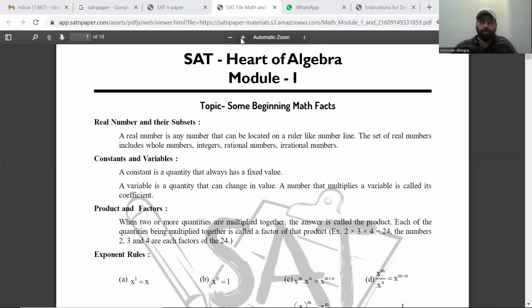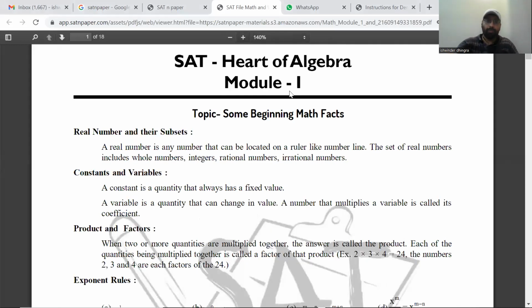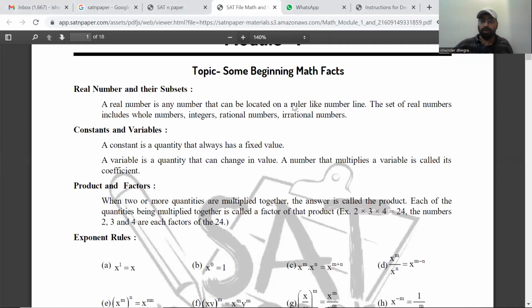Now, I hope you guys can see the screen very well. First of all, it's in Heart of Algebra, so some beginning facts about mathematics. You must have done what real numbers and their subsets are. Real numbers are the numbers which can be plotted on a number line. Take any number line, let's say this is 0, 1, 2, 3. If you can find the number on a number line, that is known as a real number. If I talk of subsets, they can be whole numbers, integers, rational numbers, and irrational numbers. You must have done all these things.